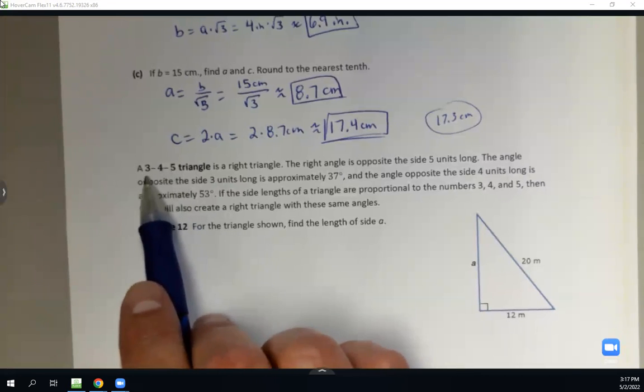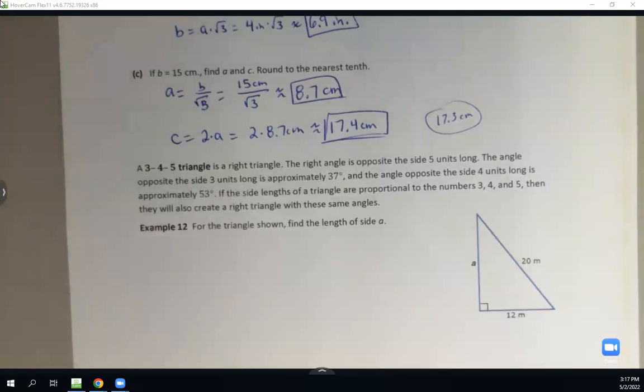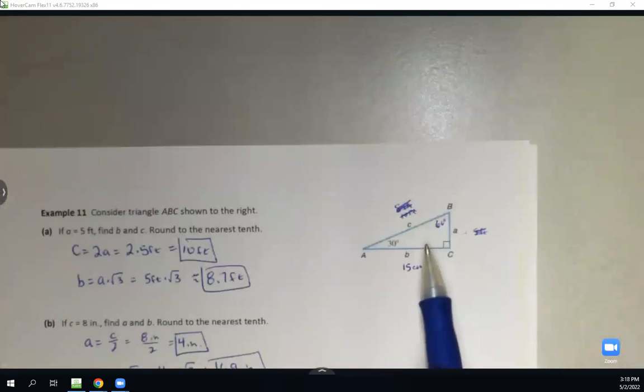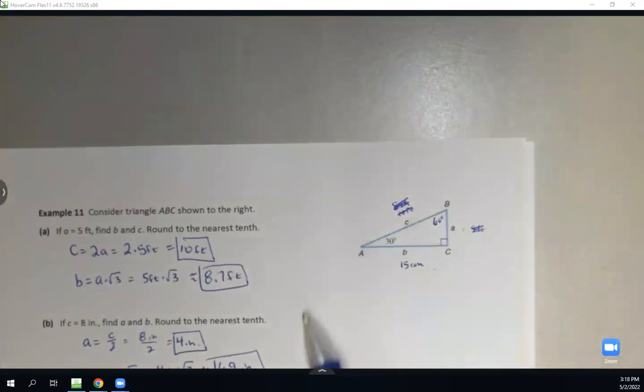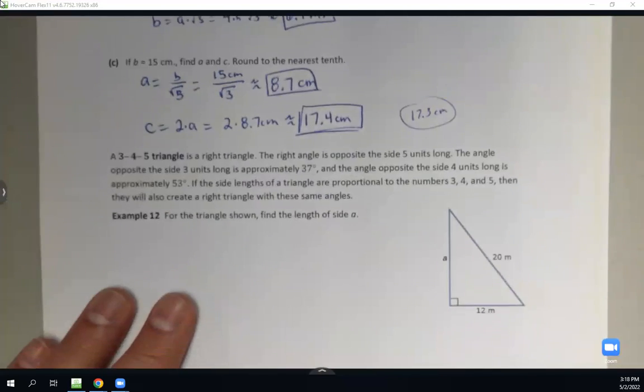So basically, if you know any two sides, you can find the third side by recognizing that they're in a 3, 4, 5 ratio. Okay. Does that make sense? Now, again, you could always also use the Pythagorean theorem. And we could have used the Pythagorean theorem on this if we didn't recognize the 30, 60, 90, for example. Okay.